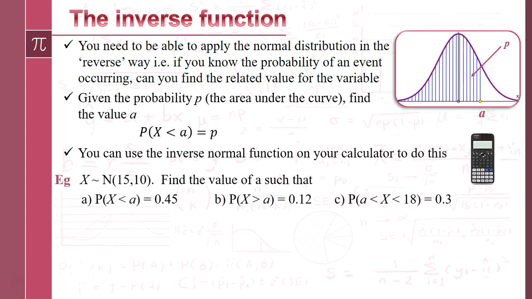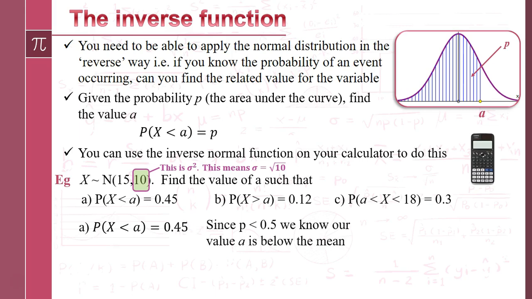So here we go. We've got X is distributed normally. We've got a mean of 15. Now, the thing to watch out for is that value there. That is sigma squared. So if that's 10, that means your standard deviation is going to be root 10. So again, you've got to be a little bit careful in terms of how that's being described. And so now we've got our two values, 15 and root 10. We've got to find the value for which the probability that X is less than it is 0.45.